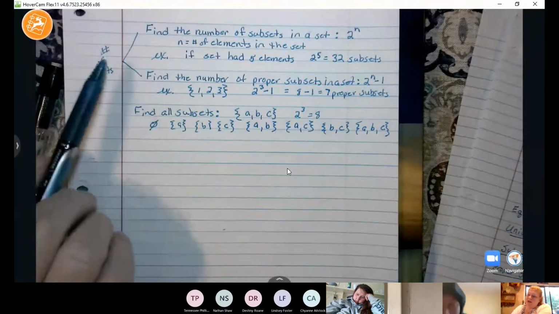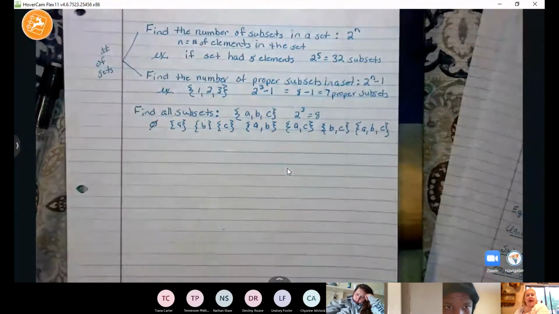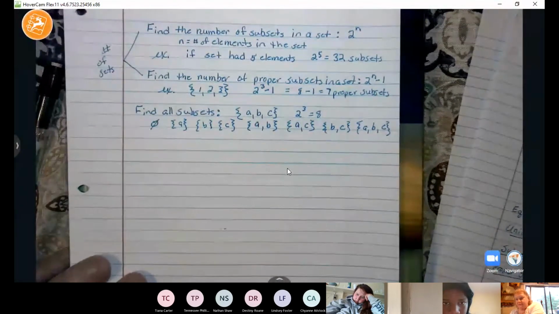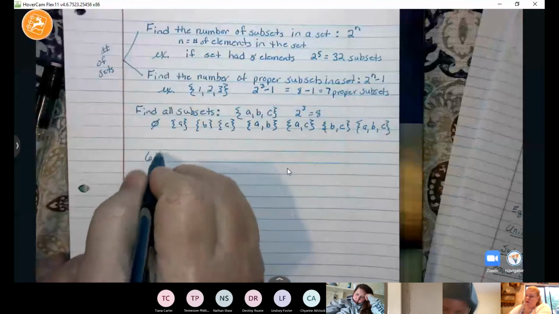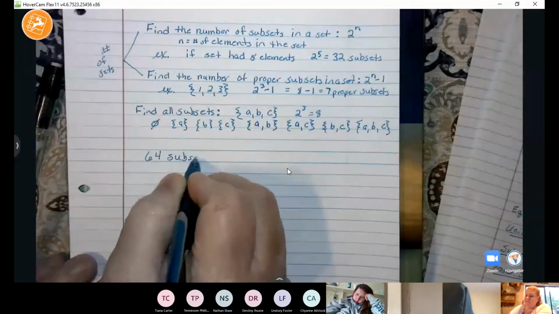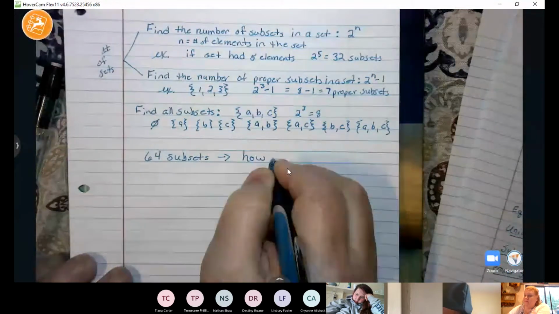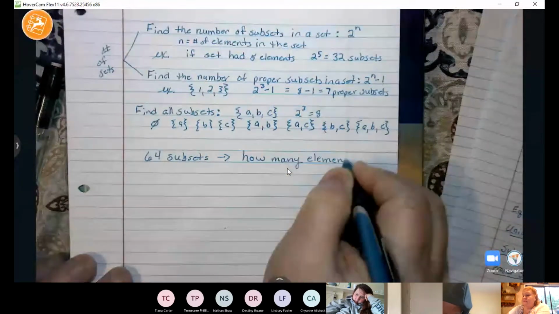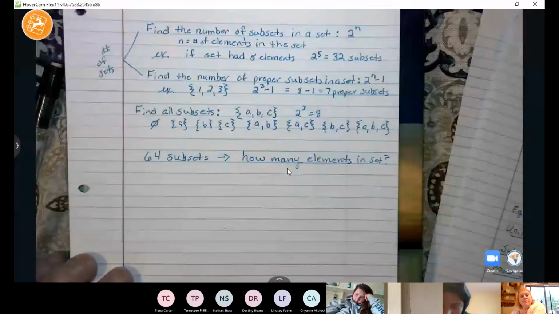So not only do we want to know how to find the number of subsets, but we want to be able to find the actual subsets. Now, sometimes we want to be able to go backwards. Suppose we were told that we had 64 subsets. How many elements are in the set? What would we do then?